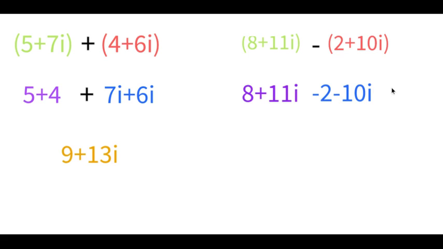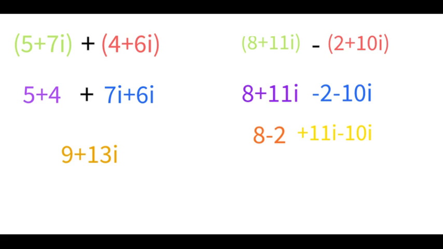And now we can do the same thing we did over here. We can just group them together. So the real part on this side is 8, and the real part on this side is negative 2. Then we group the imaginary parts, which is basically 11i and negative 10i. This should get us to something along the lines of this. 8 minus 2 plus 11i minus 10i.